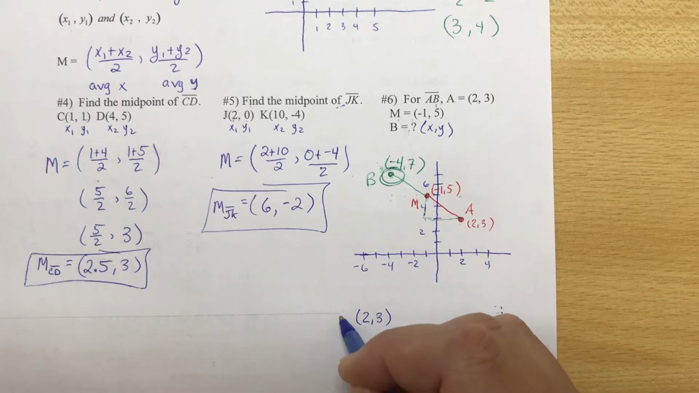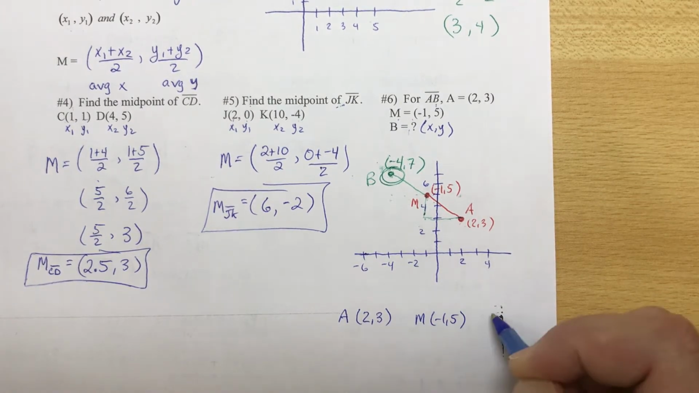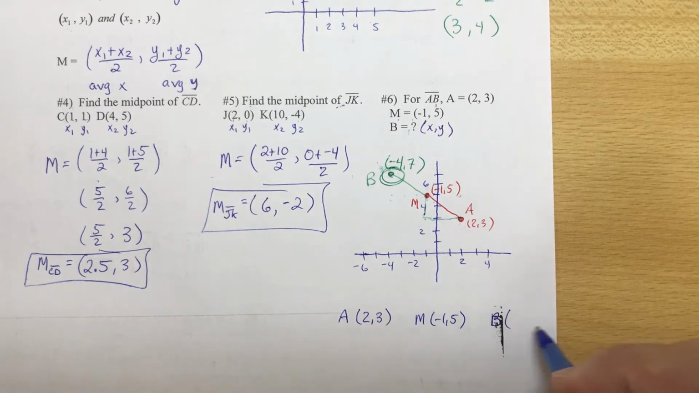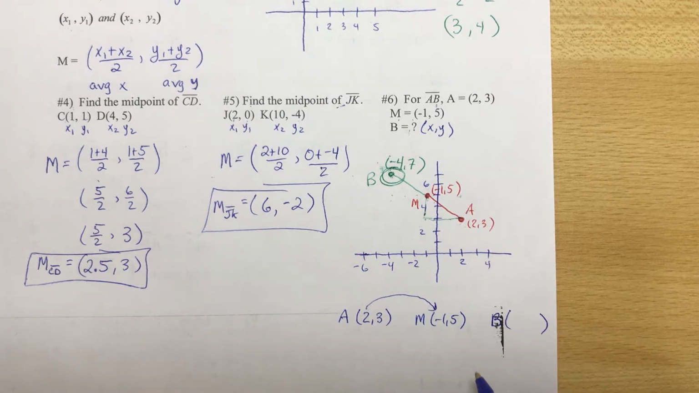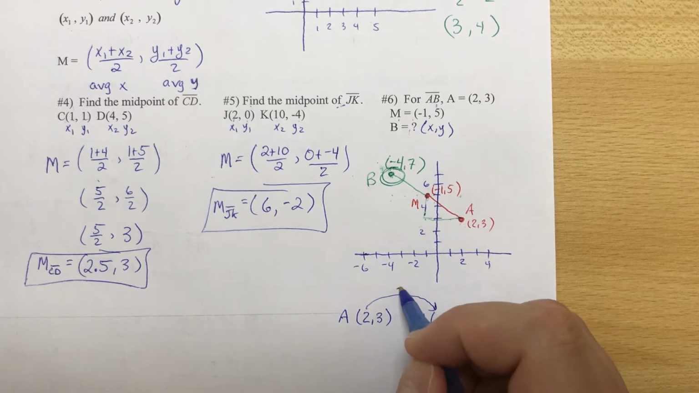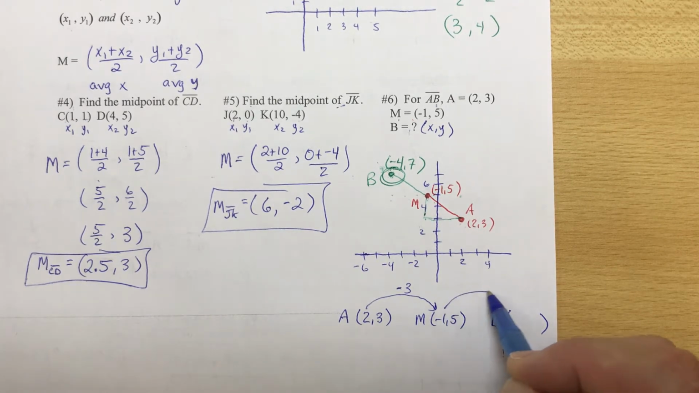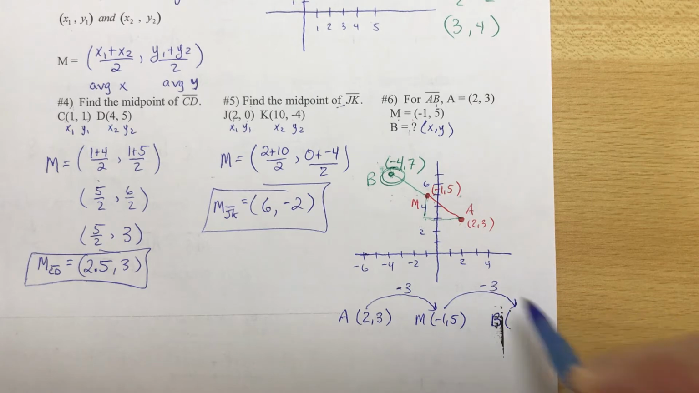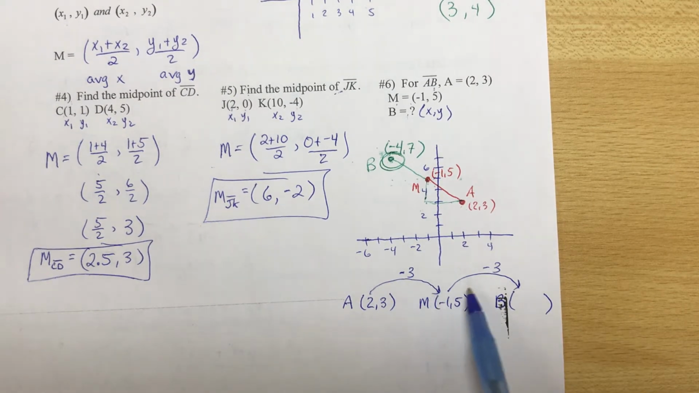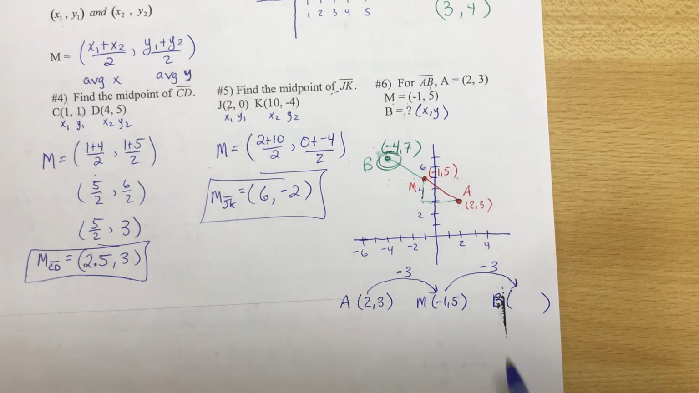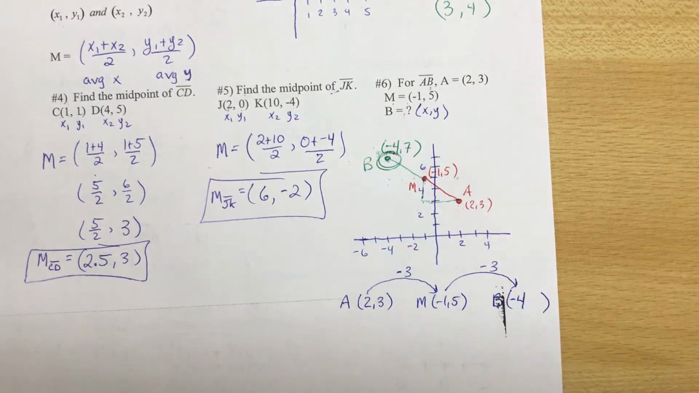Here's 2, 3 again. Here's A. I'm just going to write it out like this. Here's M, negative 1, 5. We don't know B, okay? We're trying to figure that out. How do you go from 2 to minus 1? Well, you would subtract 3 spaces, right? Go minus 3. To get from M to here, you got to subtract 3 again. You're going in the same direction. M is the midpoint, so you have to travel the same way in the x direction. Negative 1 minus 3 is negative 4. Look at that.